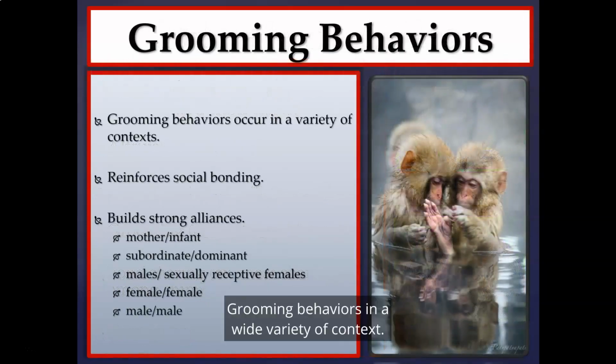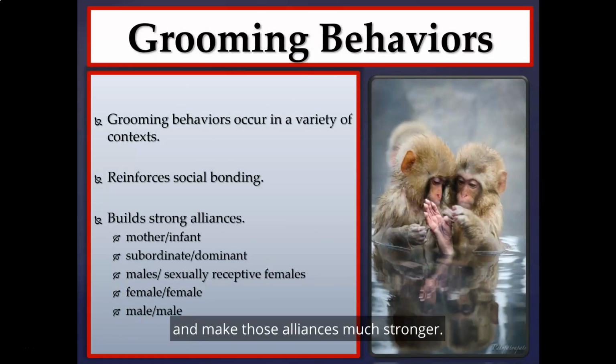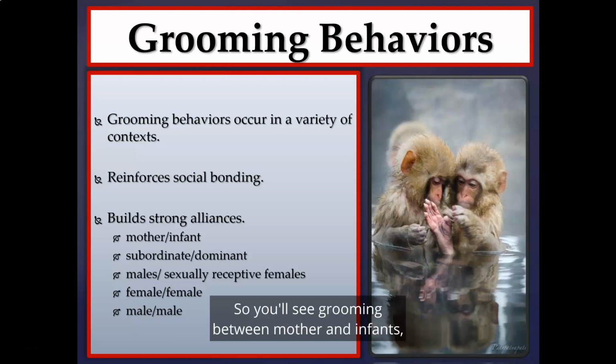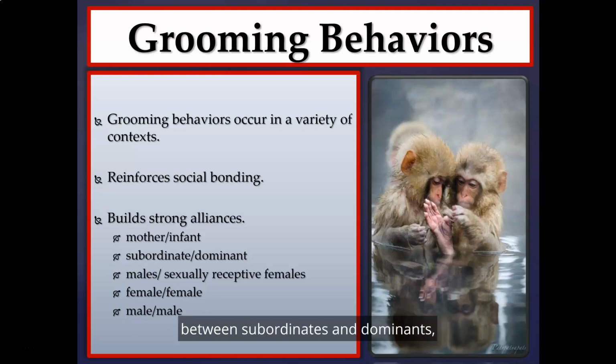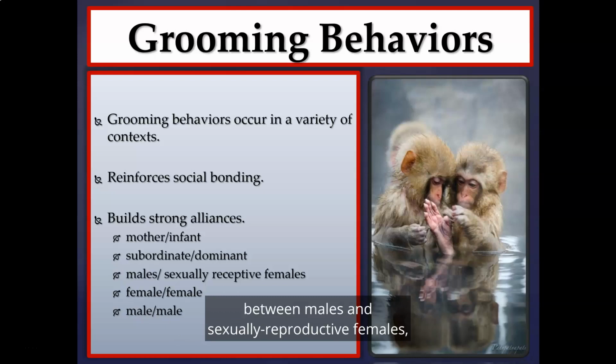Grooming behaviors occur in a wide variety of contexts. Like I mentioned, it reinforces social bonding and makes those alliances much stronger. So you'll see grooming between mother and infants, between subordinates and dominants, between males and sexually reproductive females, between females and females, males and males. It's a very common altruistic behavior amongst primates.